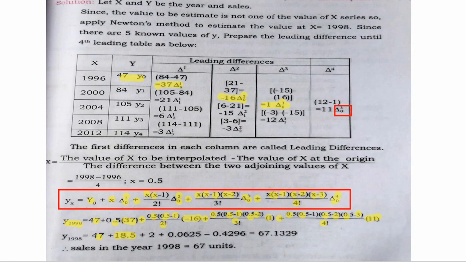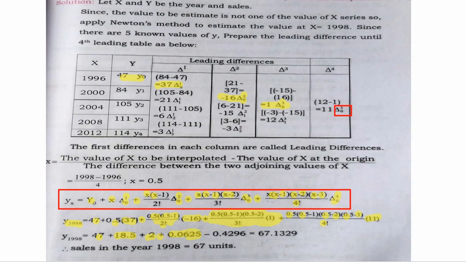Here 0.5 minus 1 is minus 0.5, divided by 2 factorial. I have taken 2 into 1, minus 16 is there. Just take a calculator and do the calculation part, you will get 2. Plus, I have taken the plus. If I simplify this one, I will get the answer 0.625. Plus, I have taken.